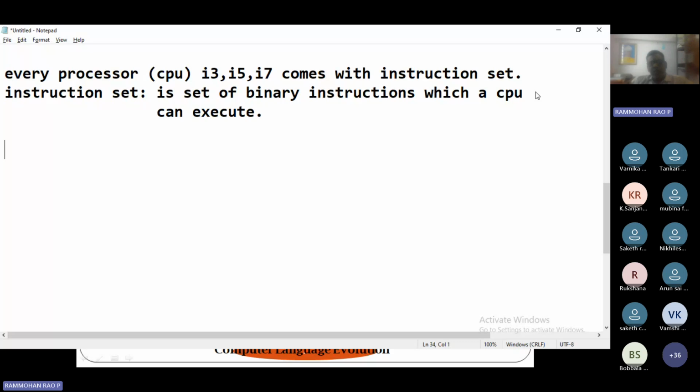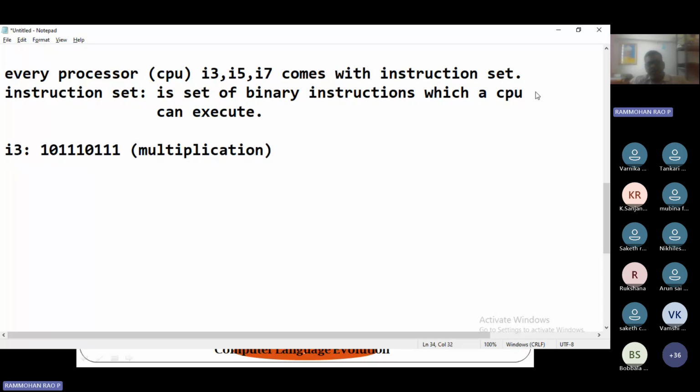But first of all, let me tell you two things. One is instruction. Every CPU will contain instructions, which we call the instruction set. So for example, in the i3 processor, let us assume this is the binary code for multiplication.